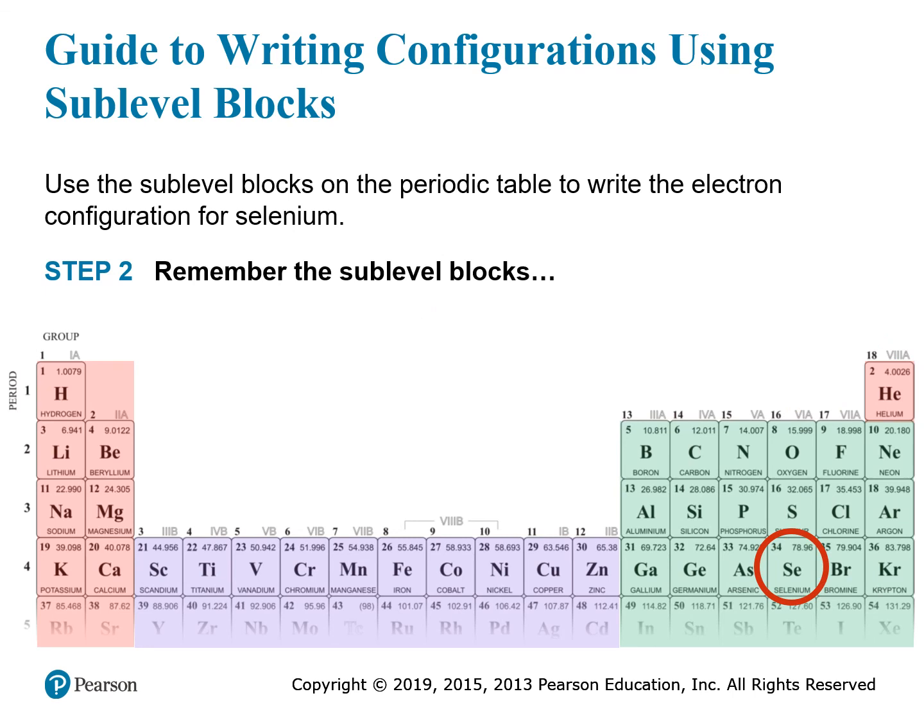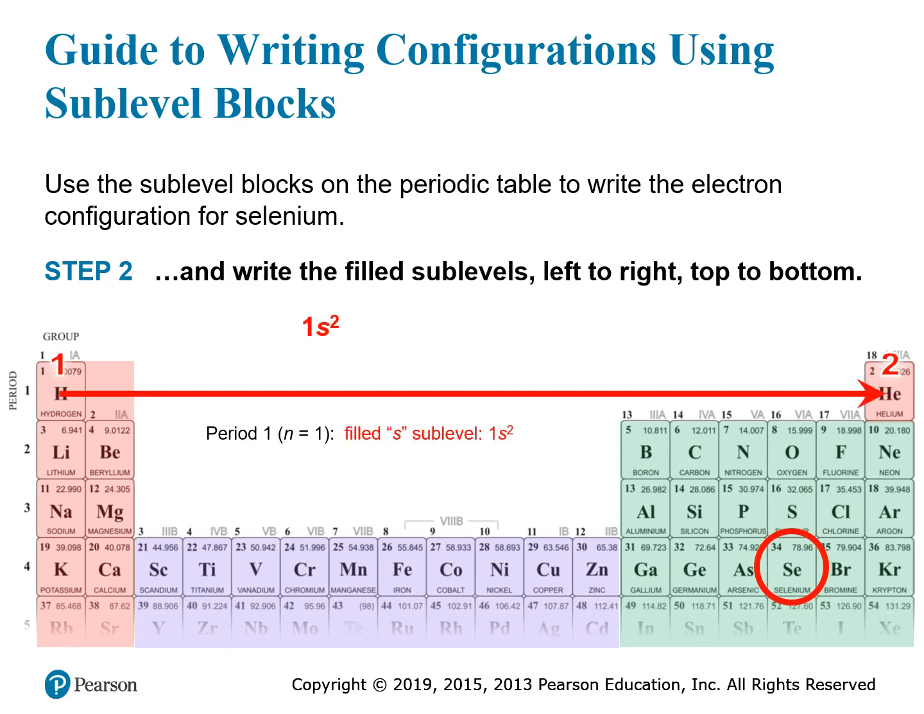So to do that, the first thing you do is remember the sublevel blocks. And so here I've color-coded them. The s block is red. Helium is also red because it's technically part of the s block, even though it's over with the noble gases. The p block is green, and the d block is this purple, violet color. And then you just count from left to right, top to bottom.